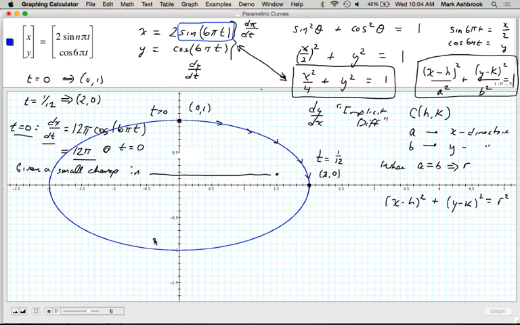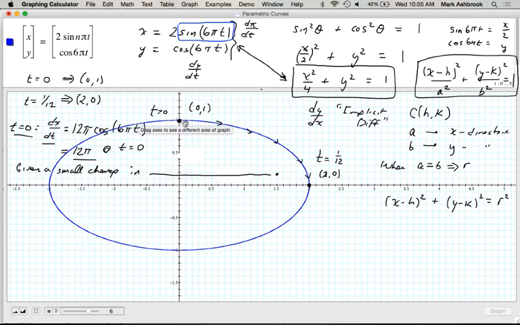Where's Jasmine? And Zuza? Jasmine, what did you guys talk about? Can you tell me what it means that at t equals 0, dx dt equals 12 pi? Okay, she said given a small change in x, the change in y is 12 pi times the change in x. Griffin, agree with that? Okay, right. So good. He said, yeah. So you almost had it.